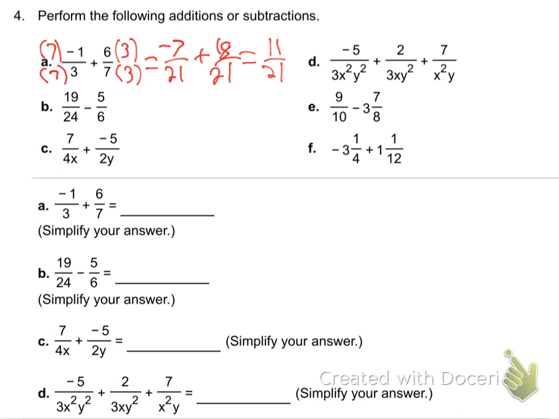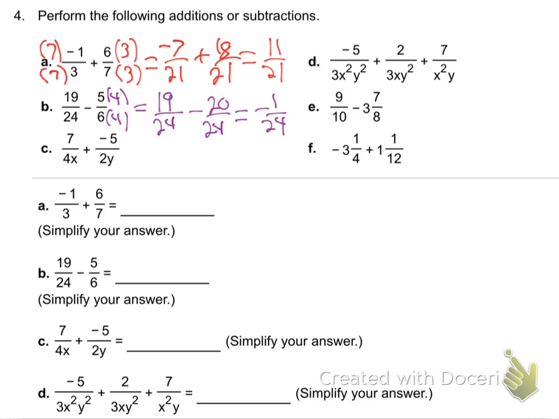Let's try the next one. Going to need to use our calculator again, so multiply top and bottom of this one by 4. Get 19 24ths minus 20 24ths, which is minus 1 24th. Just a common denominator there.